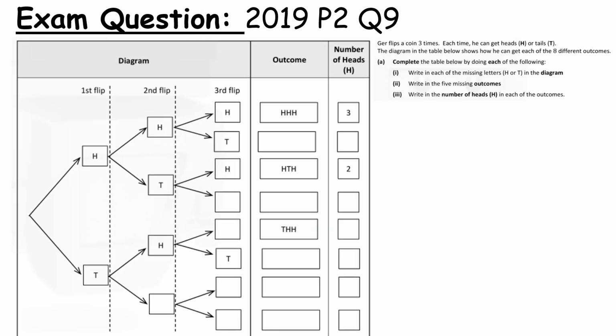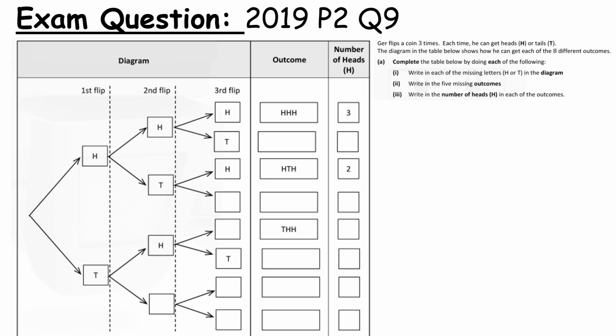Let's take a look at the 2019 paper 2 question 9, and here we can see that we're working with a probability tree diagram. This probability tree has been drawn out for us, and we can see that it's partially completed. On the right hand side, the question explains that Jerk flips a coin 3 times. Each time he can get a heads or tails. The diagram and the table below show how he can get each of the 8 different outcomes. Complete the table by doing each of the following. Write in each of the missing letters H or T on the diagram. Write the 5 missing outcomes and write the number of heads in each outcome.